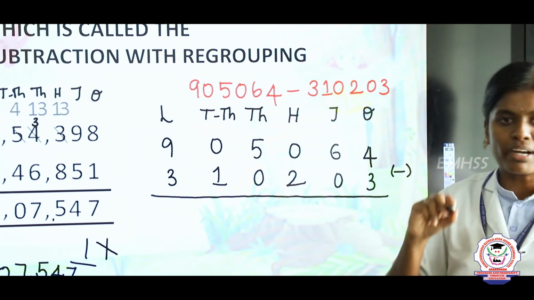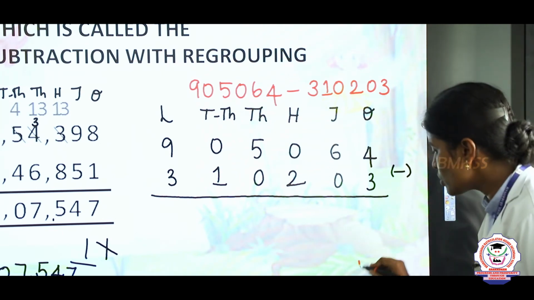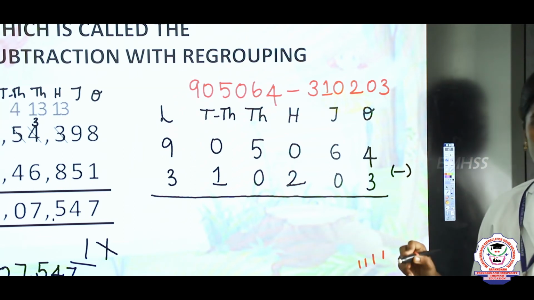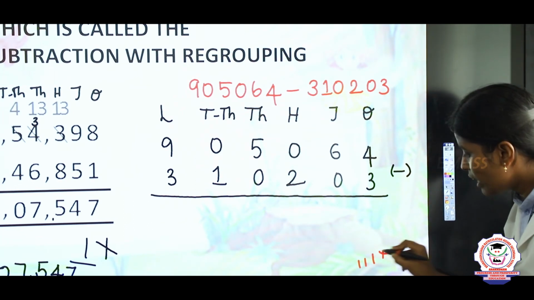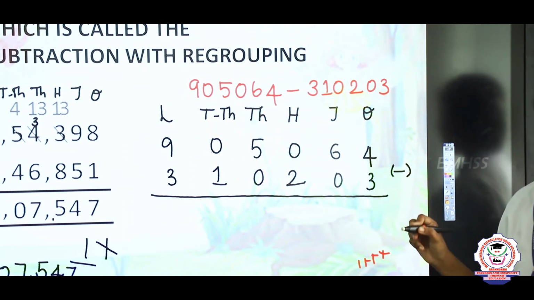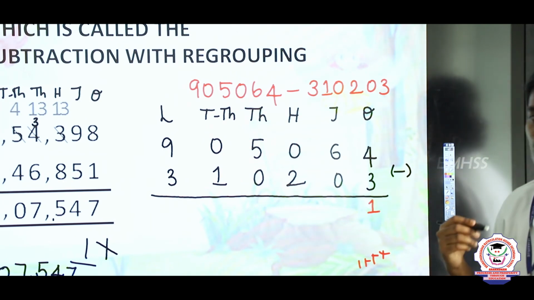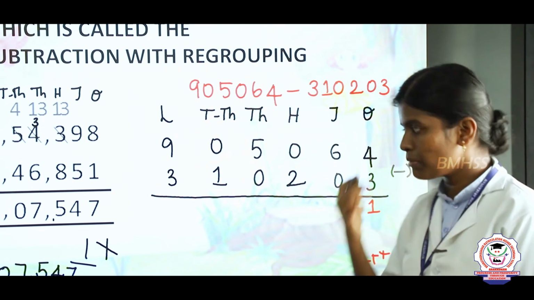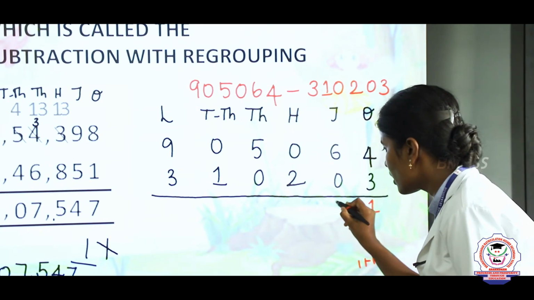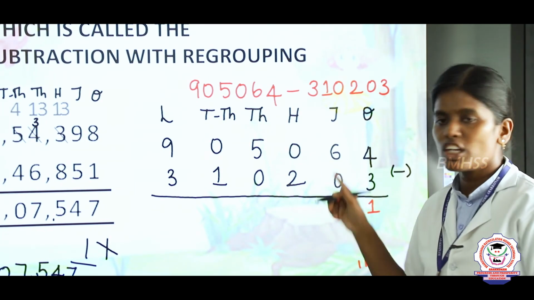Listen, 4 minus 3. So put 4 lines, 1, 2, 3, 4, and subtract how many lines? 3 lines. 1, 2, 3. So what is the answer? The answer is 1. Take 6 minus 0. So 6 minus 0 means you are getting the same number. The answer is 6.